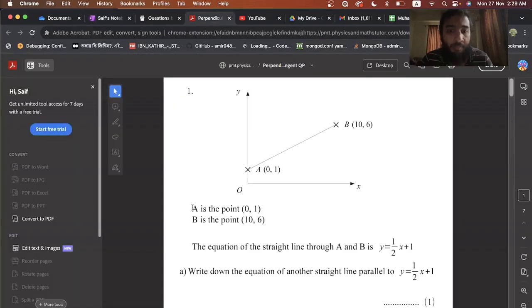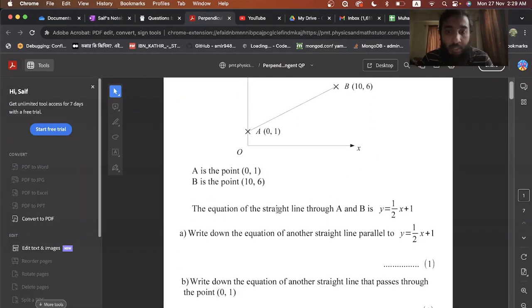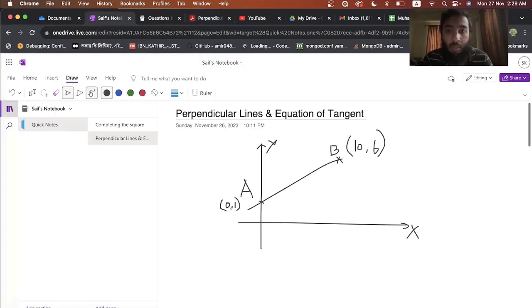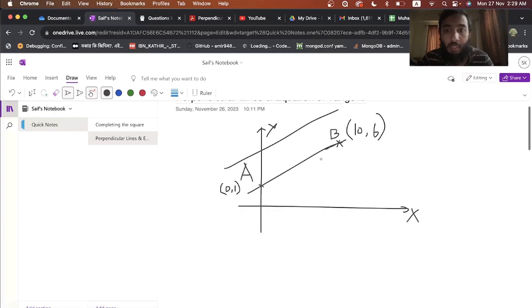So for the first problem, I have to find the equation of a straight line through A and B, or sorry, the equation of another straight line parallel to this. So this is a straight line, okay? I have to find another straight line that is parallel. For example, could be something like this. Let's say this is a parallel straight line. I have to find the equation of this straight line.